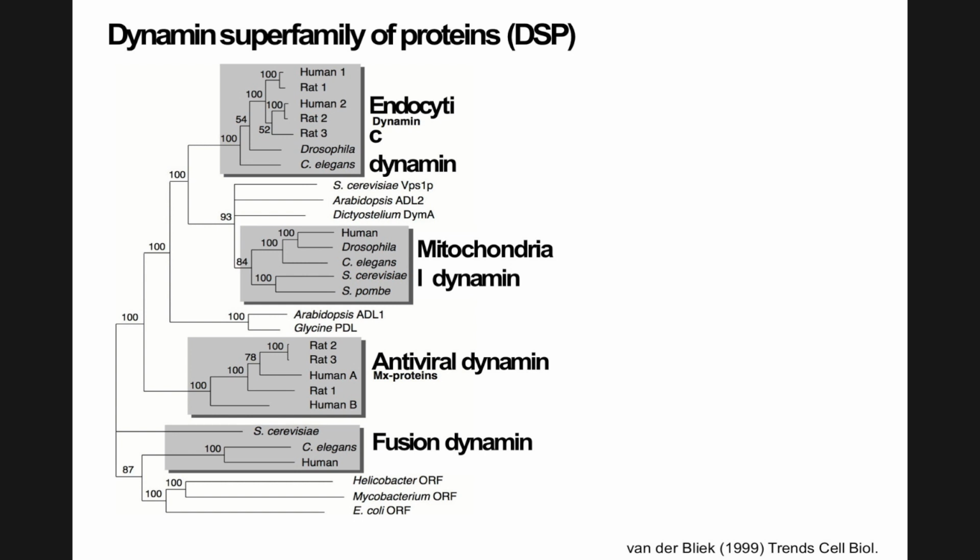There's a family which is endocytic dynamins, which manages making vesicles from the plasma membrane. There is a mitochondrial dynamin, which manages organellar division, which is a division of the mitochondria during cell division. There is a class of dynamins which appear to become functional in response to viral infections. And a fourth family, which is involved in the opposite reaction of orchestrating membrane fusion rather than membrane fission.